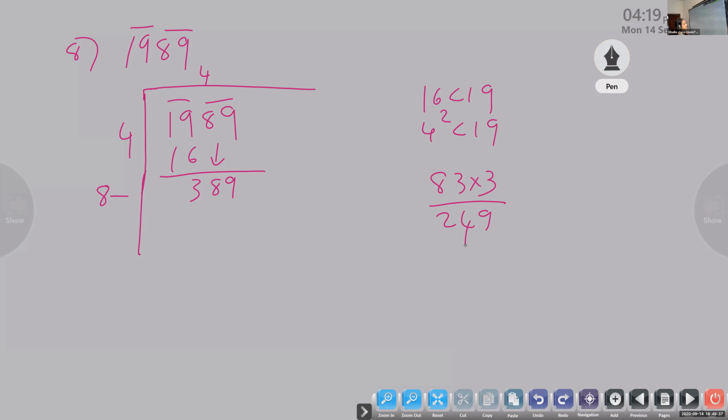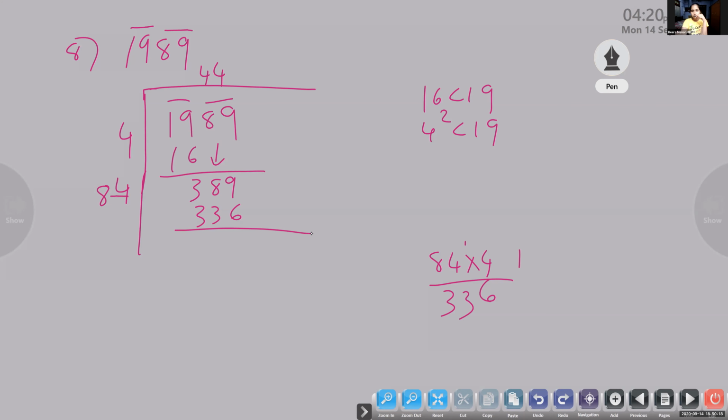You try 4 also. Sometimes it will be closer. When we multiply by 4, it will be 16, and 336 comes. So 3 comes more, it is not 3, it is 4. So 4, 84 times 4 is 336. Remainder is 53. Good. Remainder is 53.